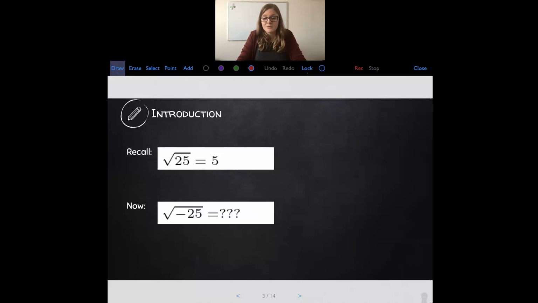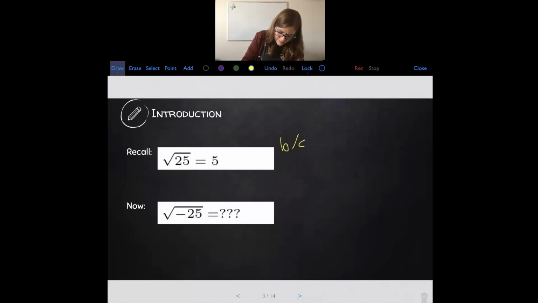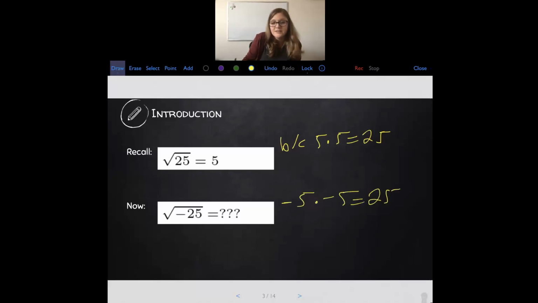Okay, so introduction. Remember that the square root of 25 is 5, and again, that is because 5 times 5 is equal to 25. But what if we have the square root of negative 25? You may guess negative 5, but negative 5 times negative 5 is positive 25.